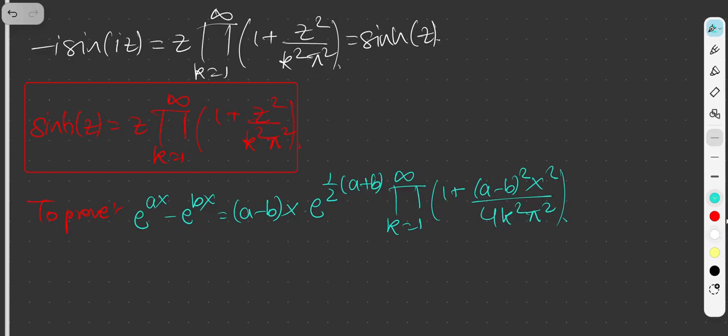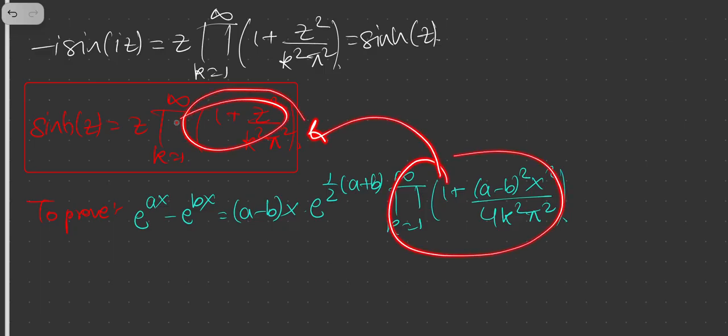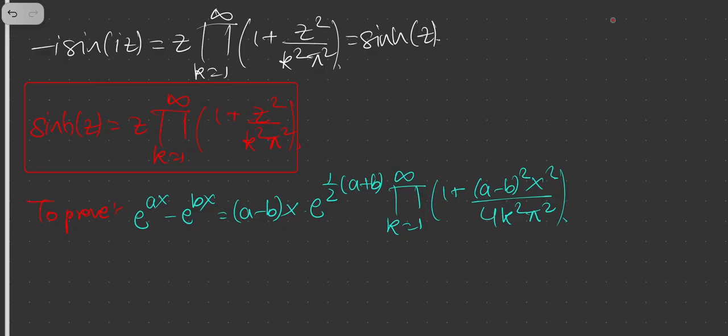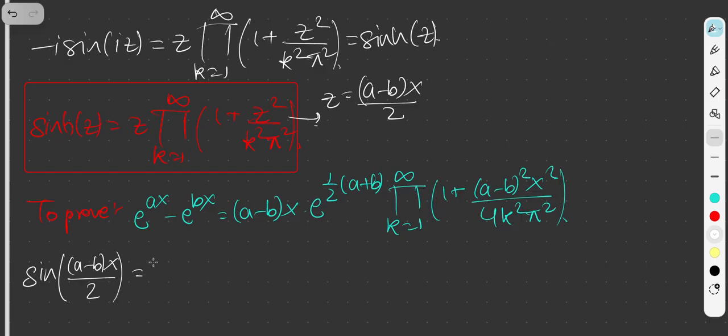Now let's begin the proof after looking at this infinite product. Obviously, we can relate it with the thing we have just derived. So in this equation, if we replace z with a minus b times x over 2, I'm going to write that down here: sinh of a minus b times x over 2 equals z, right?